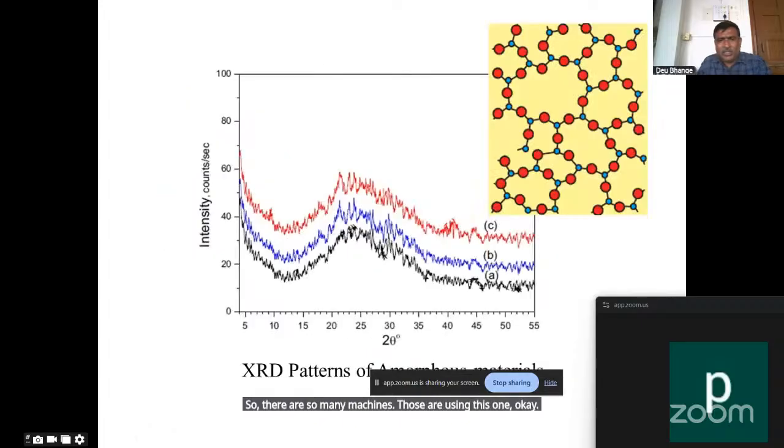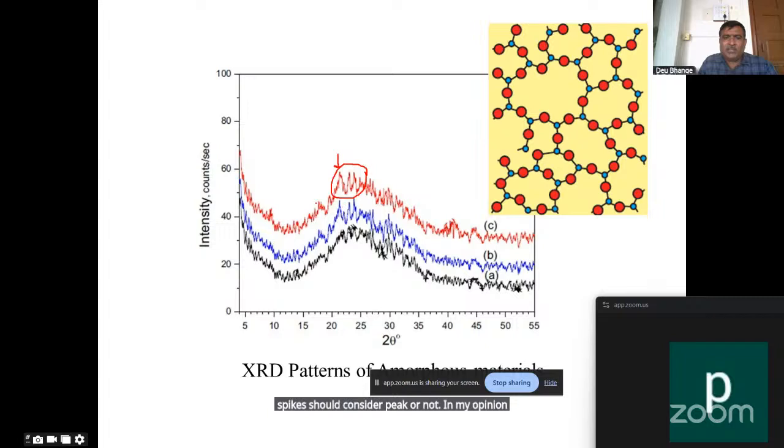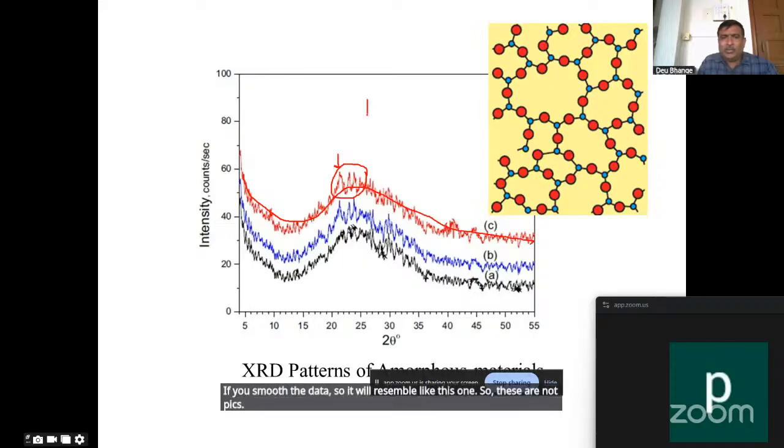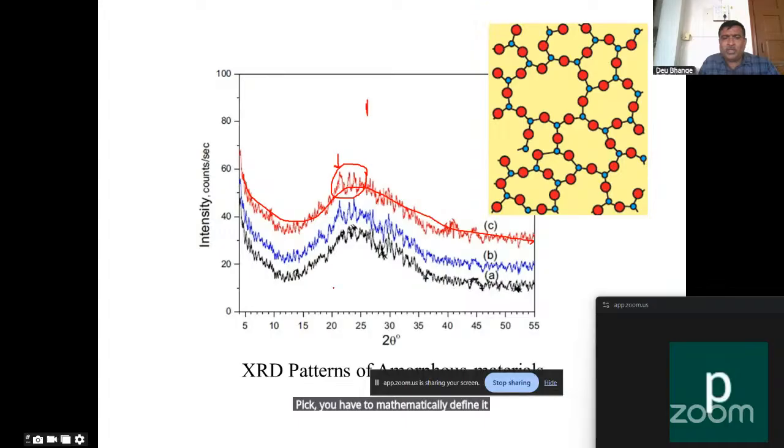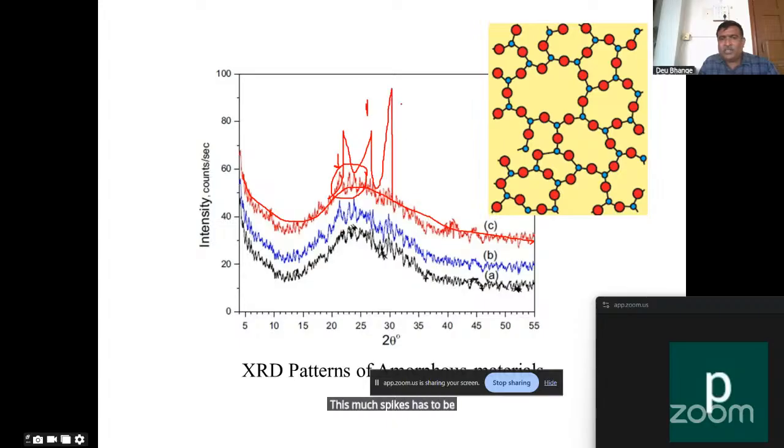Okay, you can see that I have already told you that I will tell you about the background and amorphous material. If you are new to X-ray diffraction, you will be confused whether these three spikes should be considered peaks or not. In my opinion, these are spikes, these are not peaks. So it is your wavy background. If you smooth the data, it will resemble this one. So these are not peaks. A peak you have to define mathematically. Intensity should be double the background intensity. At least this much of a spike has to be there, and only then will I consider it a peak. So this is because of amorphous material.